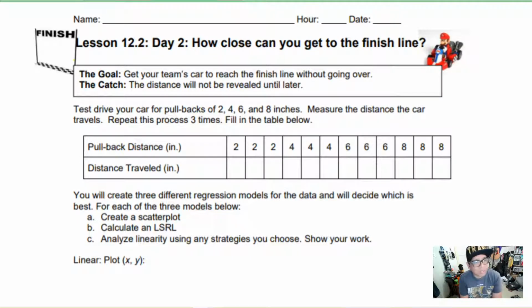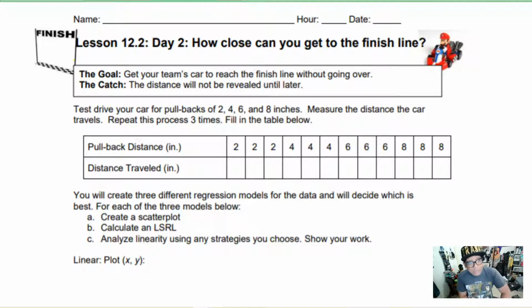So here's the goal, at least as the goal would have been in class. We would get a toy car. You know those ones where you pull them back on the carpet and you let them go and then they just keep on going? Yeah, we would use those, and the goal would be to get the team car to the finish line without going over.